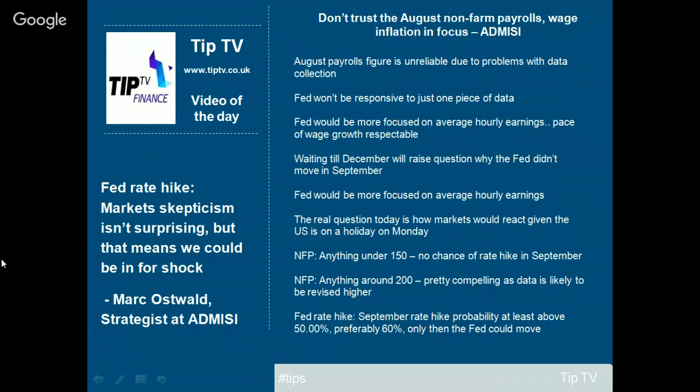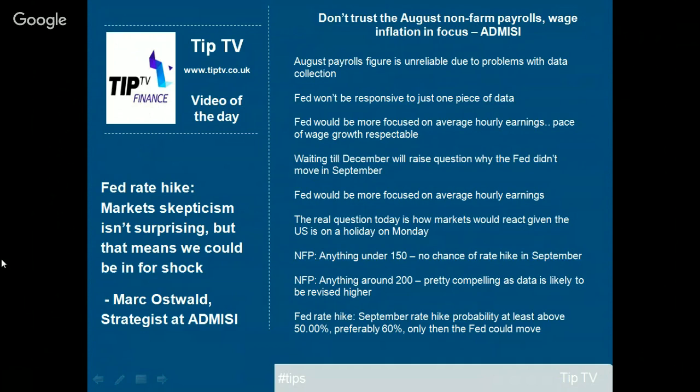And then it comes down to the third point, that the Fed would be more focused on average hourly earnings. The pace of the wage growth has been respectable, but the Fed would like to see more wage price inflation. Overall, the conclusion is that the NFP figure anywhere around 180K would be good. 180K, 200K would be good, and the main focus would be on the average hourly earnings.